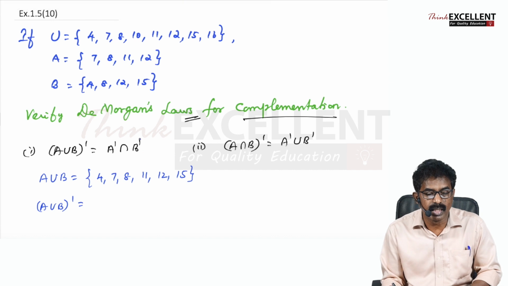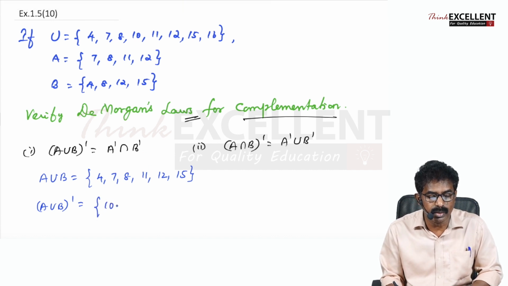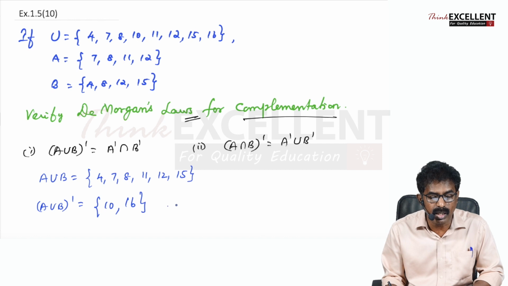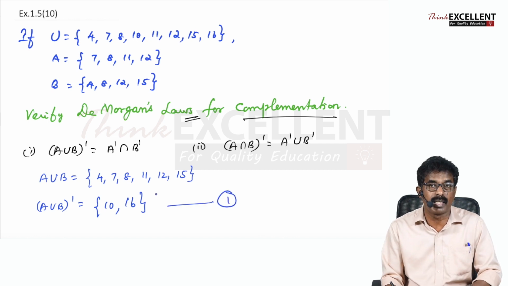7, 4, 7, 8 are there also. Then 10 you can write. It is not in A union B but in the universal set. 11 you can't take, 12 you can't take, 15 you can't take, then 16. This is A union B the whole dash. Take it as equation number 1.